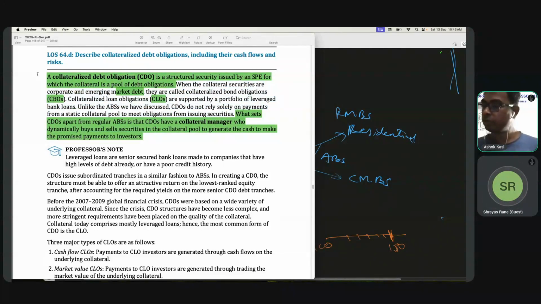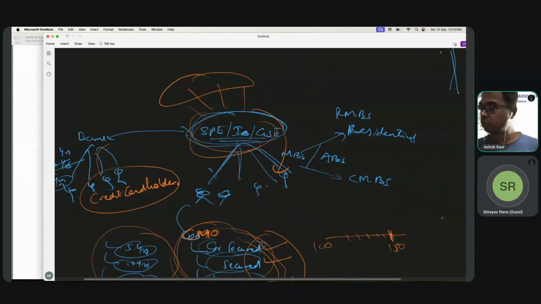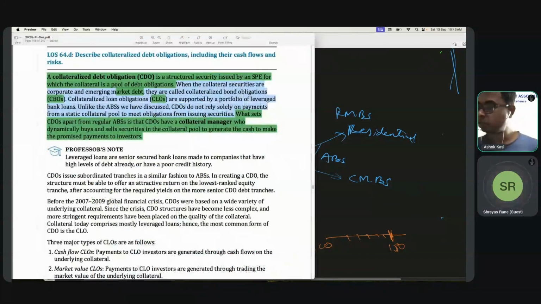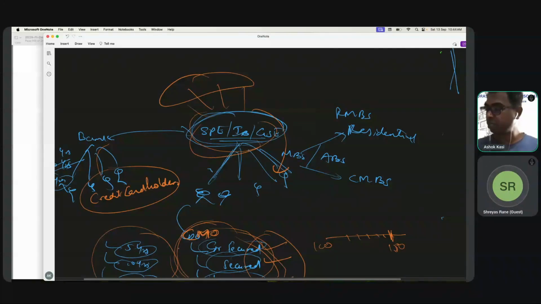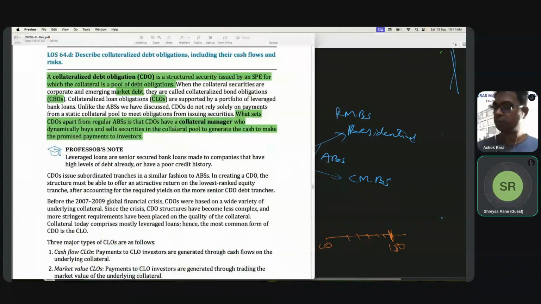The point to be noted is CDOs, CMOs, all these are interchangeably used terminologies only. And the additional point that you need to know is that what sets CDOs apart from regular ABS is that CDOs have a collateral manager who dynamically buys and sells securities in the collateral pool to generate cash to make the promised payments to investors. So they will keep buying and selling all these securities.